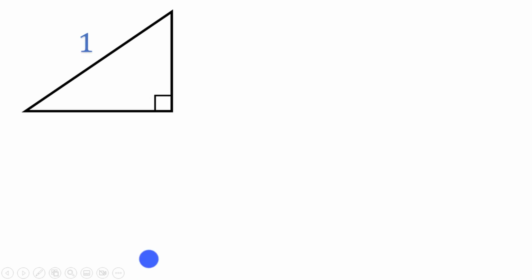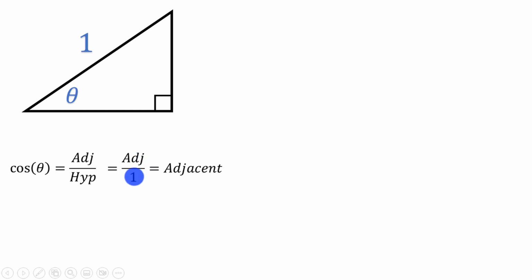Let's take a look at this triangle, which has a hypotenuse of 1. Let's designate this angle as theta. We know that cosine of theta is the adjacent side divided by the hypotenuse. In this case, since the hypotenuse is 1, cosine of theta is adjacent over 1, or just the adjacent side. Let's put cosine of theta onto the triangle as the adjacent side.